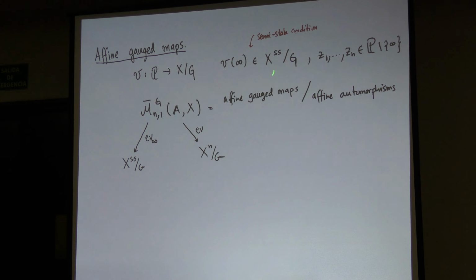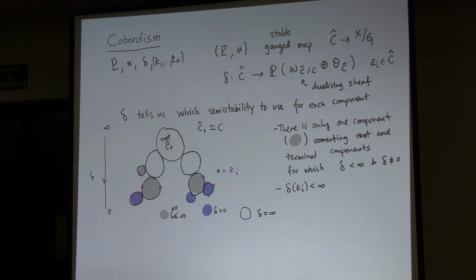And then you can think of this as the semi-stability condition for these things. And we call them affine because you are only dividing by affine automorphisms, so you're fixing the point at infinity. Okay? And so there are two evaluation maps. The evaluations at the markings go into, this should be, [X/G]^n, so they take values in the quotient stack. And then the evaluation at infinity takes values in the GIT quotient. So this is more or less the correspondence.